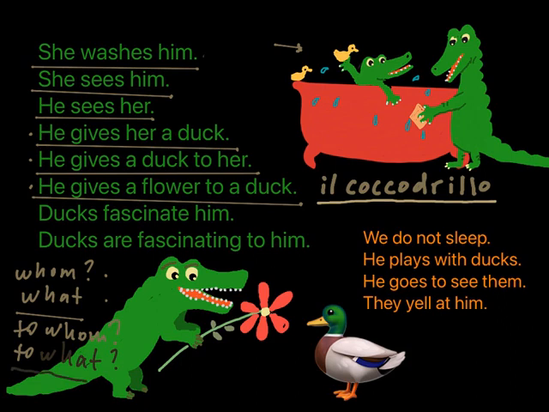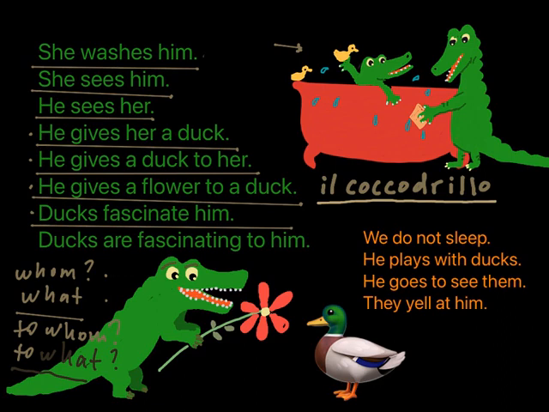Next sentence, let's take a look. Ducks fascinate him. And in this case, what is the subject? The subject is ducks. Why? Because somebody does something in a sentence. Ducks are the subject. What do they do? They fascinate. They fascinate whom? They fascinate him. And therefore him answers the question whom or what, and it is the direct object.